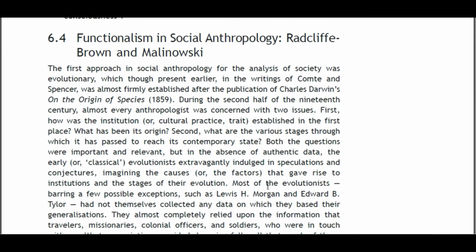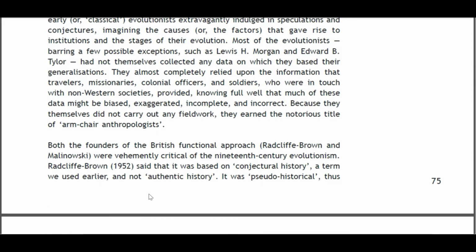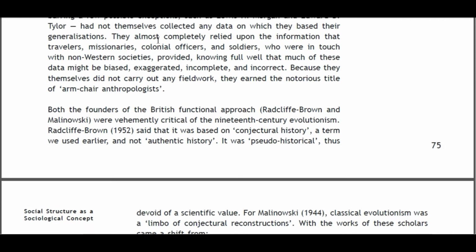Most of the evolutionists, barring a few possible exceptions such as Lewis H. Morgan and Edward B. Tylor, had not themselves collected any data on which they based their generalization. They almost completely relied upon the information that travelers, missionaries, colonial officers and soldiers who were in touch with non-Western societies provided, knowing full well that much of this data might be biased, exaggerated, incomplete and incorrect. Because they themselves did not carry out any fieldwork, they earned the notorious title of armchair anthropologists.